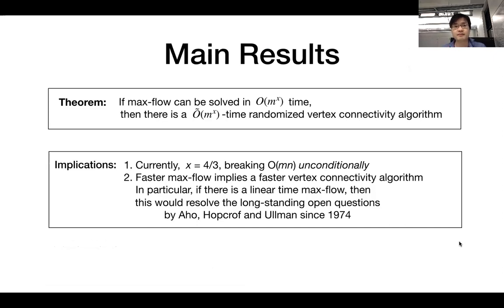So here's an interesting implication. First, currently x is equal to 4/3, meaning that we can break mn unconditionally at this point. And then a faster max flow algorithm will imply automatically a faster vertex connectivity algorithm because we have a full reduction here. And in particular, if the max flow is linear, then it would resolve a long-standing conjecture given by Aho, Hopcroft, and Ullman since 1974 about the existence of a linear time algorithm for vertex connectivity.